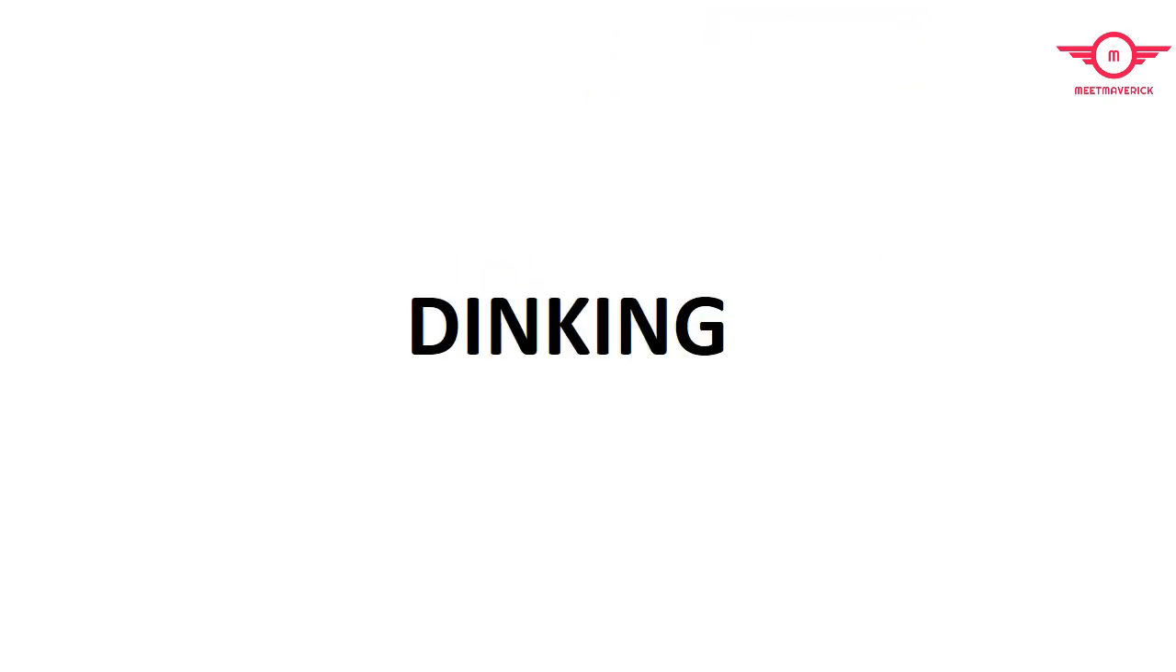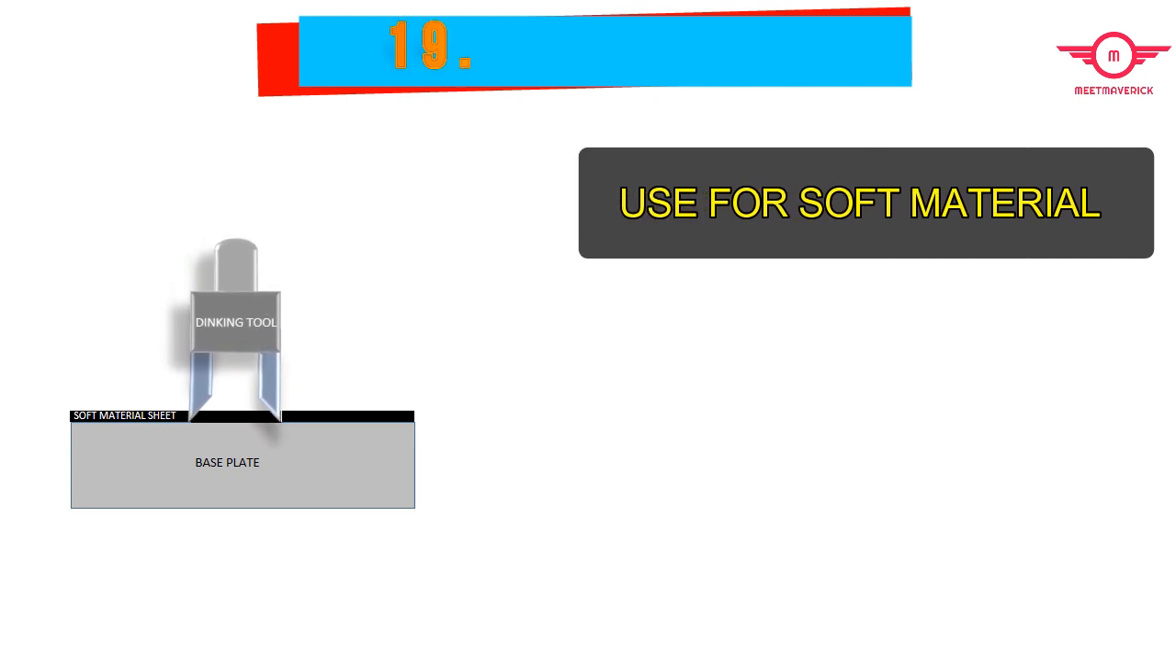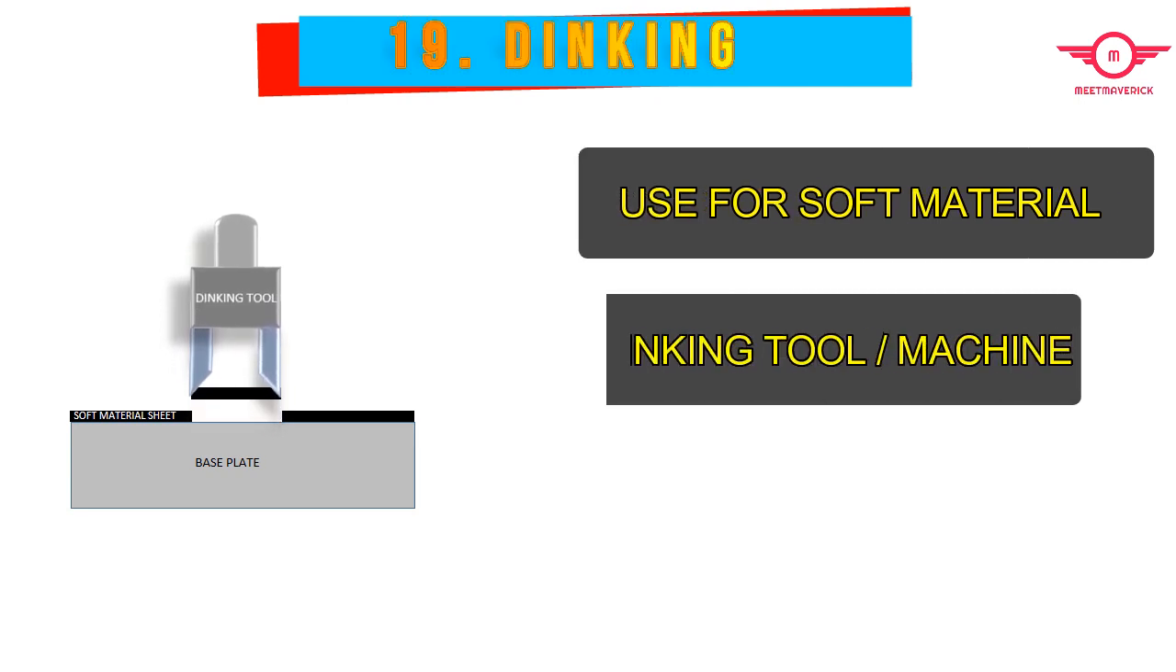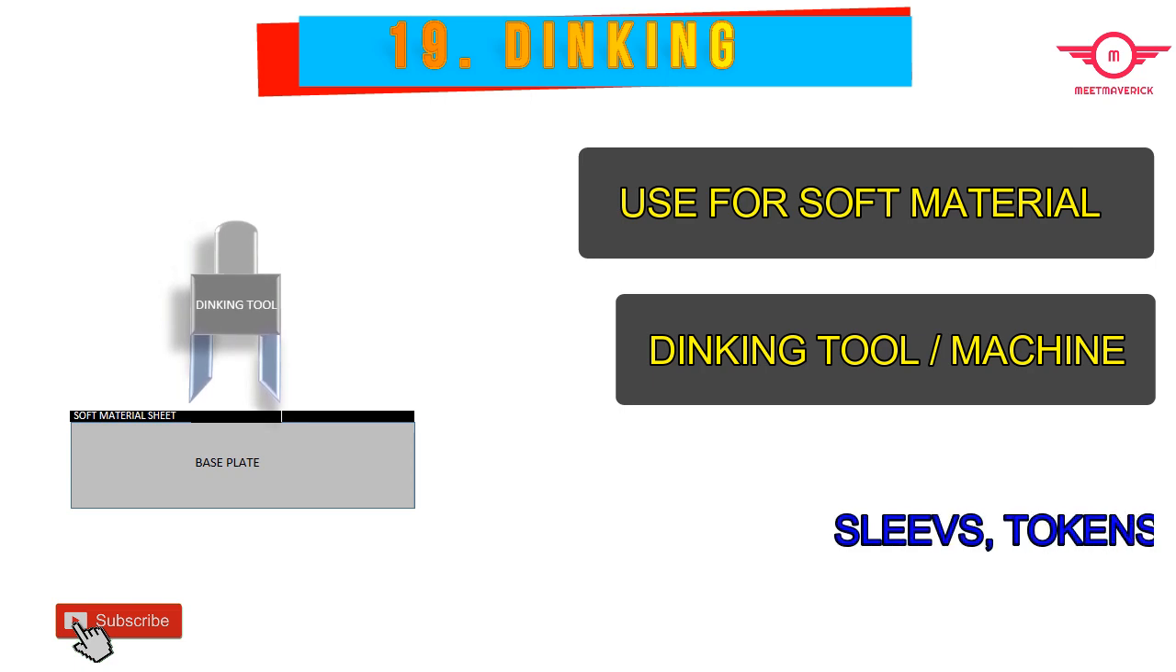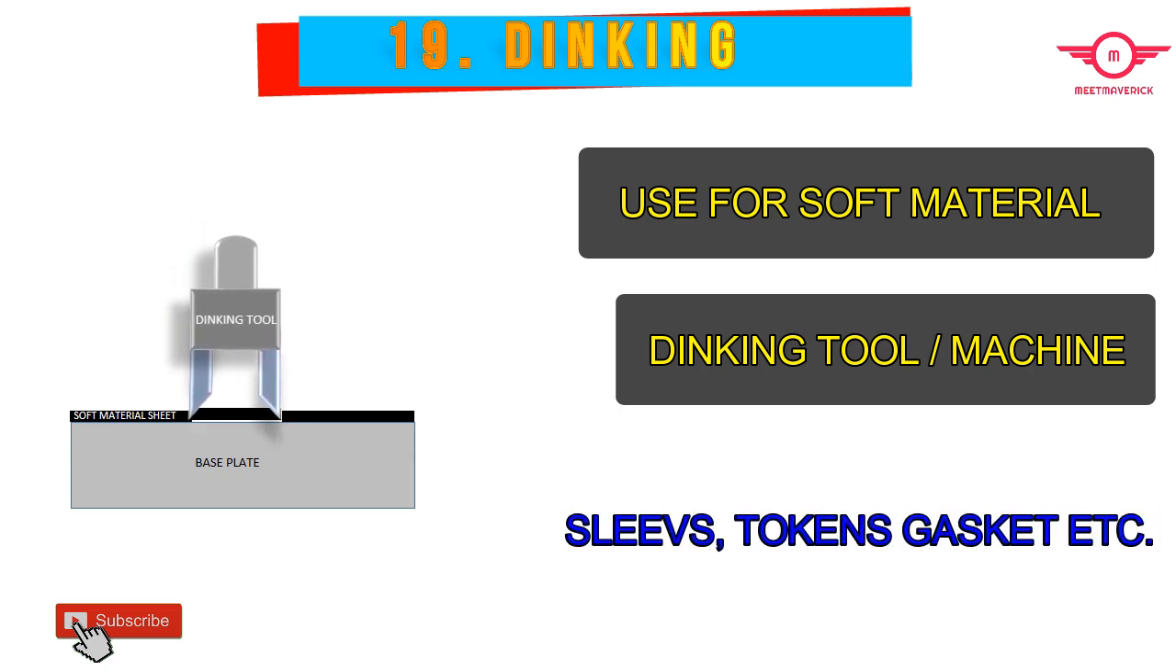Dinking. Dinking process is performed by a dinking die or dinking machine. In this process, small holes are cut out on soft and thin material. This process is used to make sleeves, gaskets, tokens, etc. on leather, aluminum, wood, etc. materials.